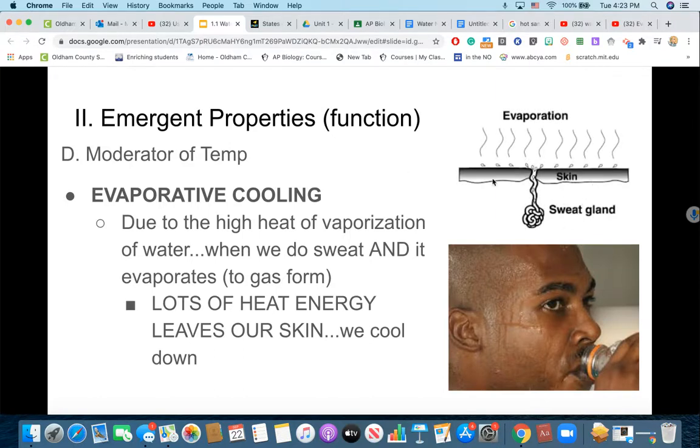If we were to look at, here's your skin, sweat glands embedded that are producing liquid sweat, which really is just a dilute form of urine. Let that sit for just a second, maybe gross you out. As this liquid evaporates and turns into a gas, it takes heat energy off of the skin with it. And so then we, as a result, are cooler.